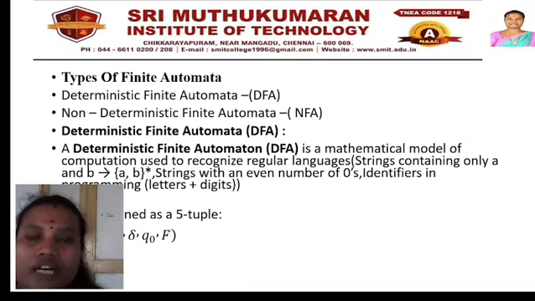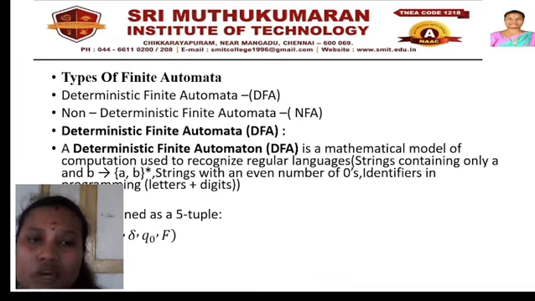There are two types of finite automata: deterministic finite automata, DFA, and non-deterministic finite automata, NFA. A deterministic finite automaton recognizes regular languages, for example strings containing A and B, an even number of zeros, identifiers made of letters or digits, and so on.